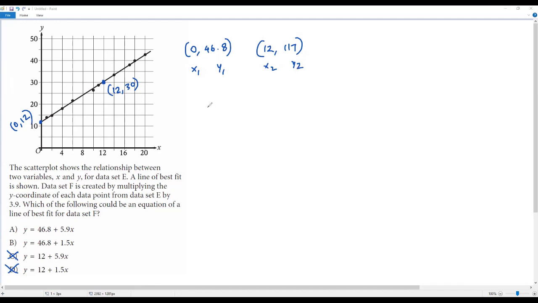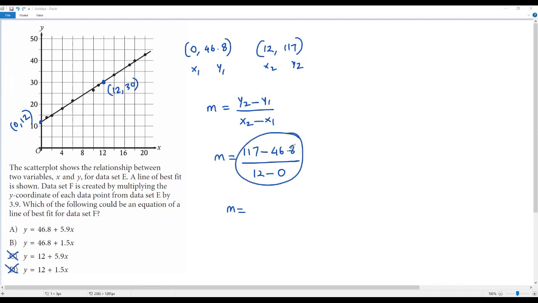Now let's find the slope of the line of best fit for data set F. The formula is y2 minus y1 divided by x2 minus x1. So y2 equals 117 and y1 is 46.8, divided by x2 is 12 and x1 is 0. We can use Desmos to simplify this. When I evaluate the value, I am getting 5.85. So the slope of the line of best fit for data set F is 5.85.